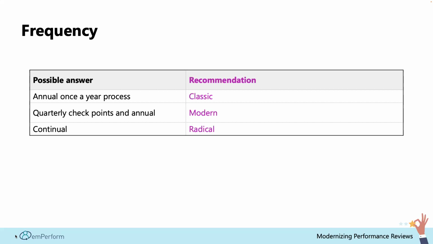The once-a-year process is the classic model. The quarterly checkpoints with monthly or annual check-ins is the modern model. And the continual, rapid feedback in the moment is our radical model.